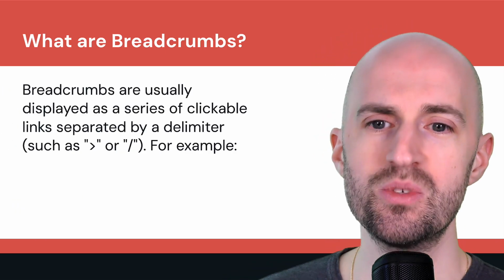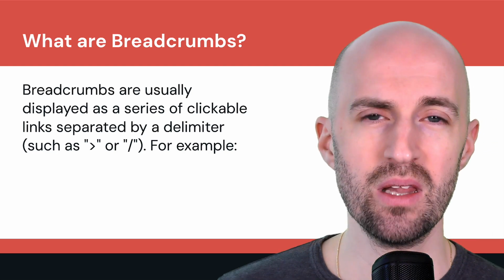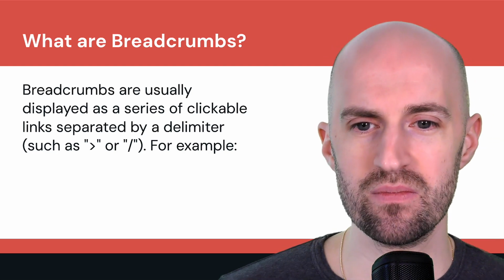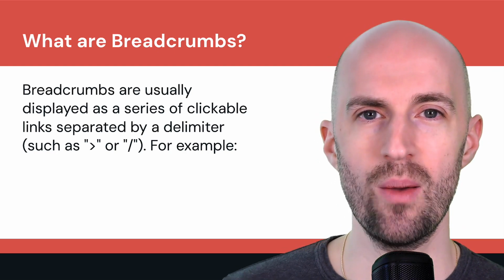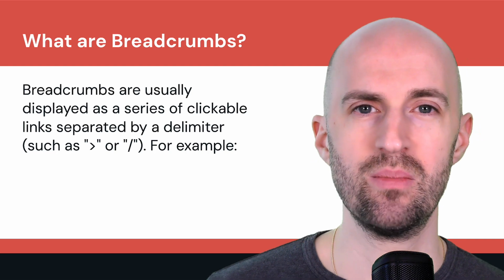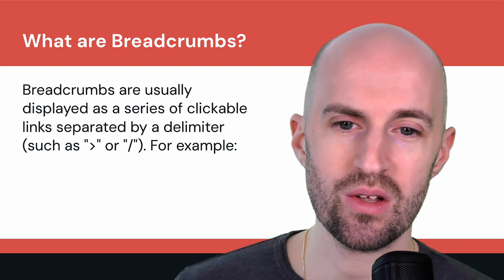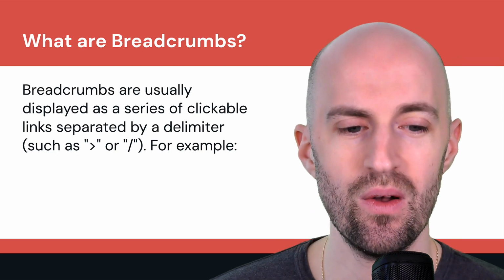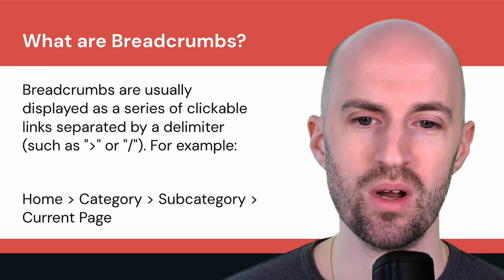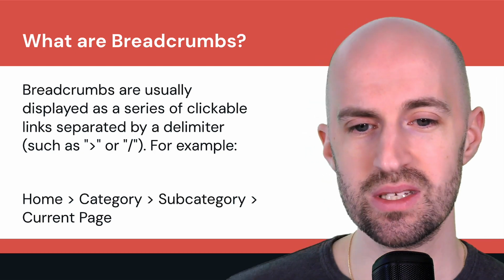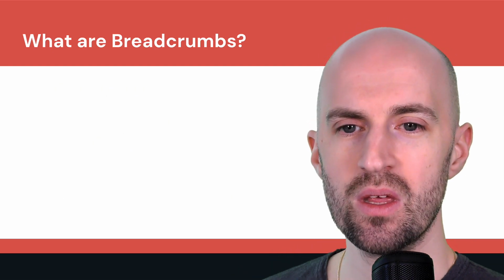And breadcrumbs are usually displayed as a series of clickable links separated by a delimiter, such as the right arrow symbol or the slash symbol or even hyphens or the straight bar symbol. There are different ways, or even icons can be used as well. So there are so many variations out there. For example, we have home, category, subcategory, and current page. So this is an example of how a breadcrumb trail would look.